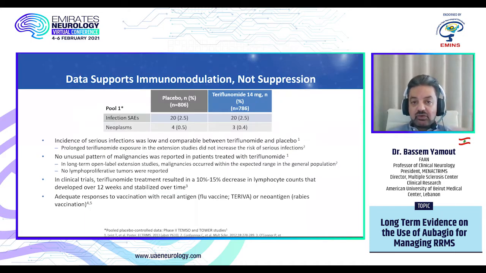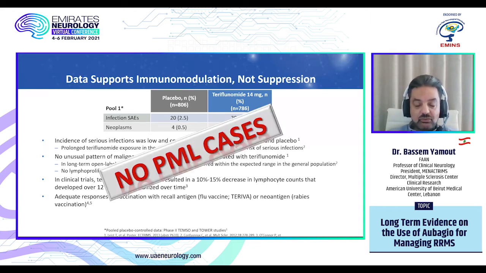At the same time, and because of this mechanism of action, there is no increase in the serious infections with teriflunomide. If you look here at the core studies between teriflunomide and the placebo, the incidence of serious infection is 2.5%, so similar to placebo. The incidence of malignancies is also similar to placebo. So no increase in serious infections, no increase in malignancies, and of course, no PML cases so far with Aubagio. And remember that some studies have shown that Aubagio might have an antiviral effect, that might fight the JCV virus.